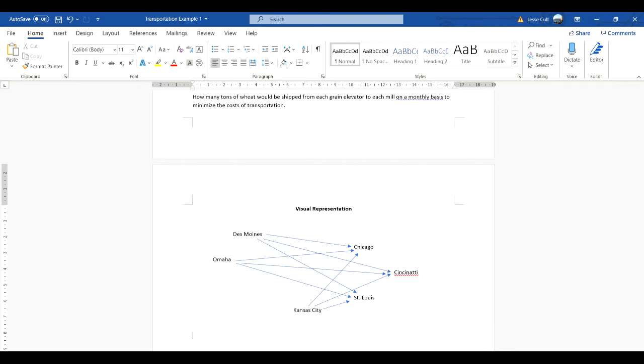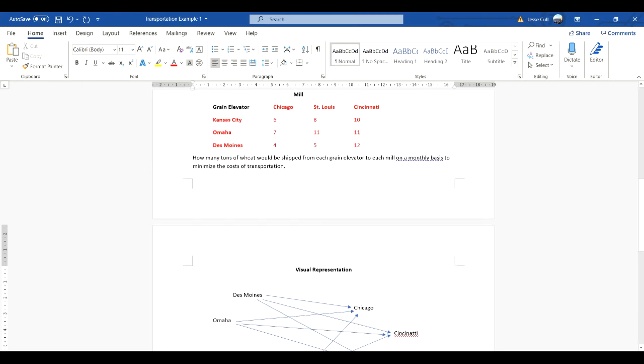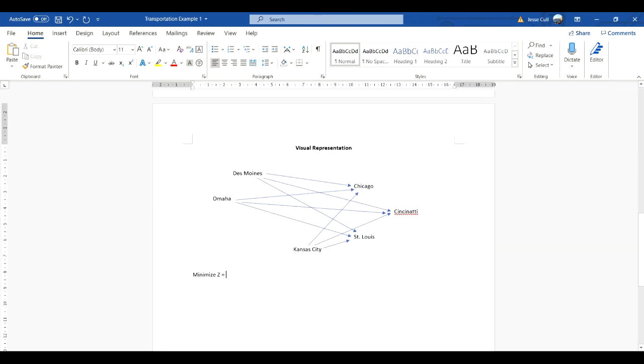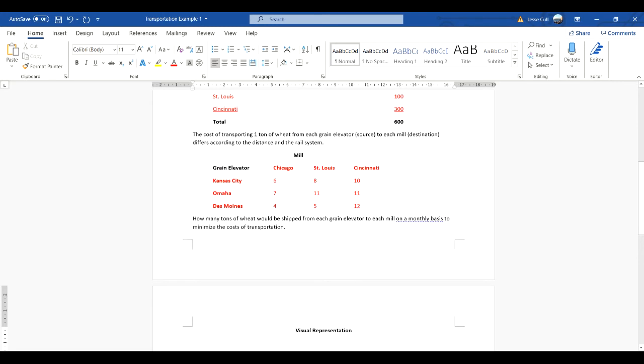So we're trying to minimize Z, and that's equal to, here for this we have to come up here and we see Kansas City to Chicago is, we'll call it X1A. So let's make this 1. This isn't necessary, but it helps us visualize. 2, 3.